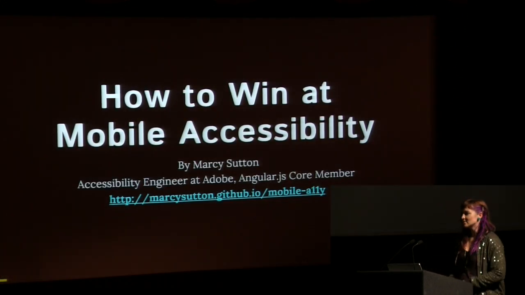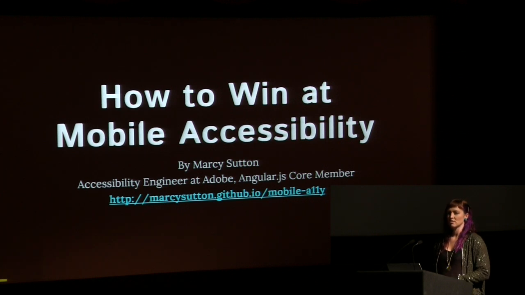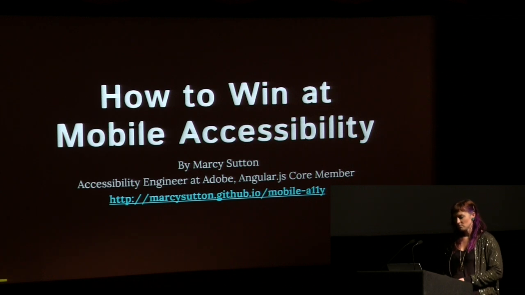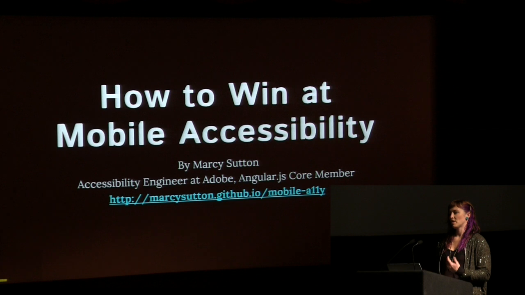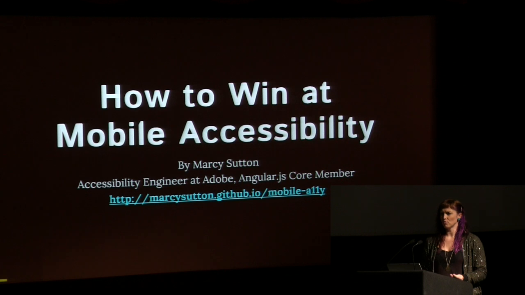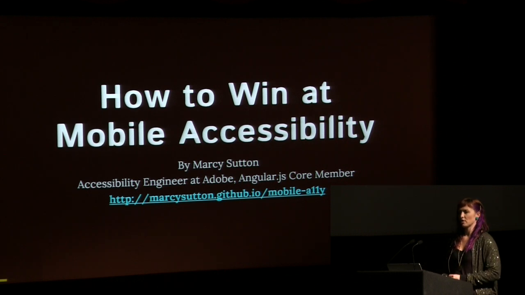I'm Marcy Sutton. I'm a developer, but now my title is accessibility engineer at Adobe. I'm from Seattle, Washington. At Adobe, I work on desktop software that has web components in it to make it more accessible to people with disabilities. And so that's a pretty new role for me. I'm excited to see where that goes.